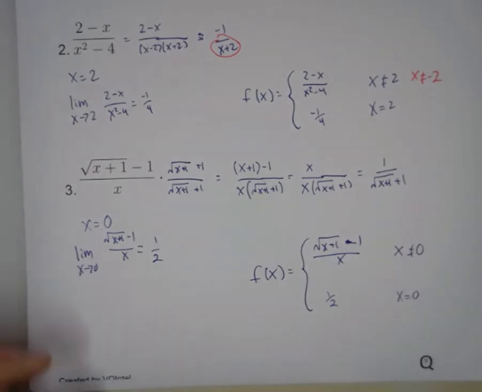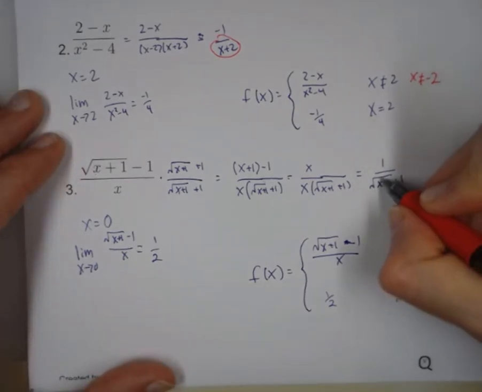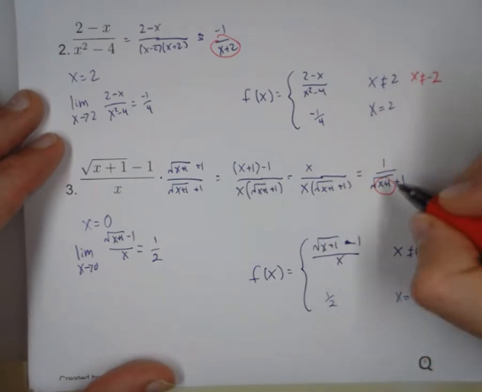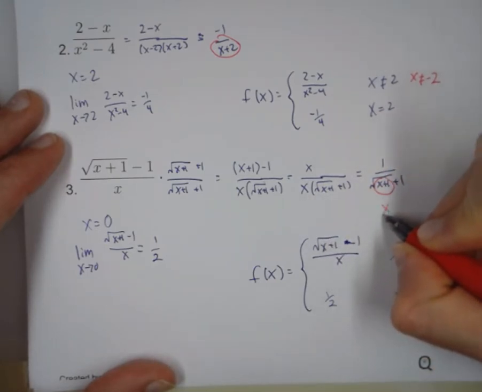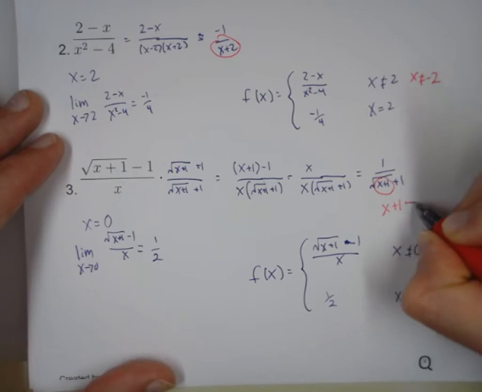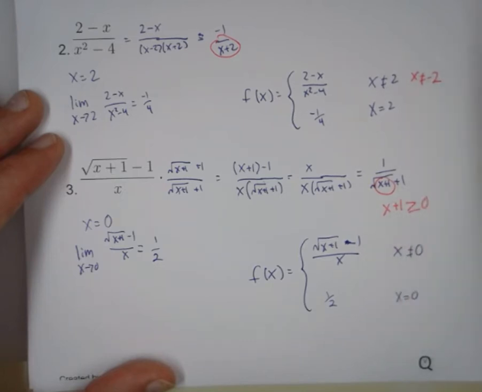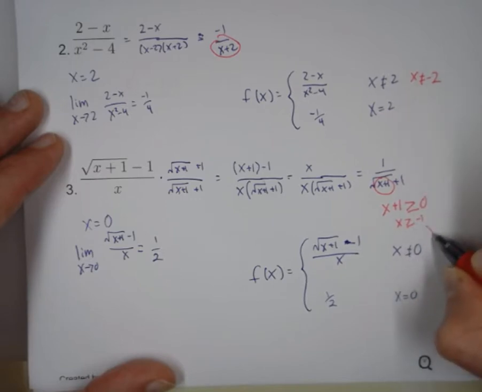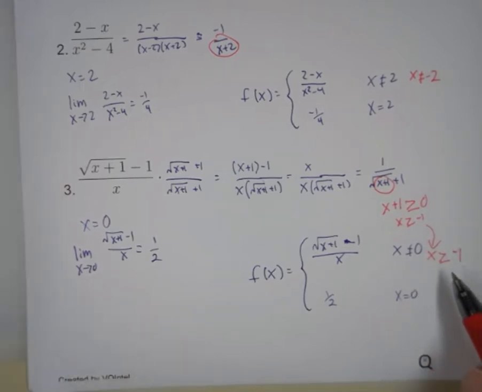The other thing to note is that we still have this radical of x plus 1. And in order to be defined, this has to be positive or 0. So that means x has to be greater than or equal to -1. So we also put this restriction in here. x is not equal to 0, and x is greater than or equal to -1.